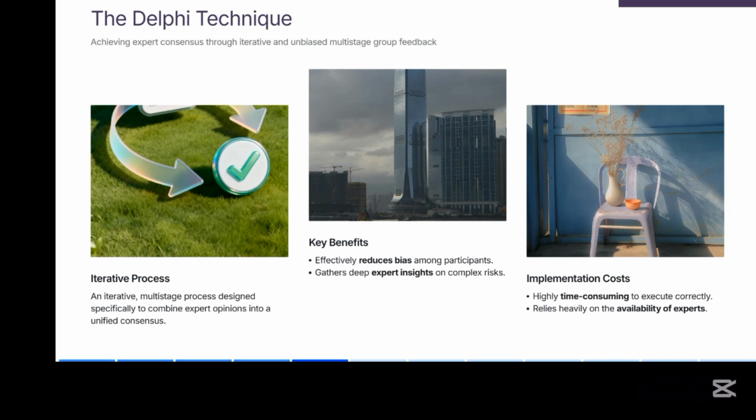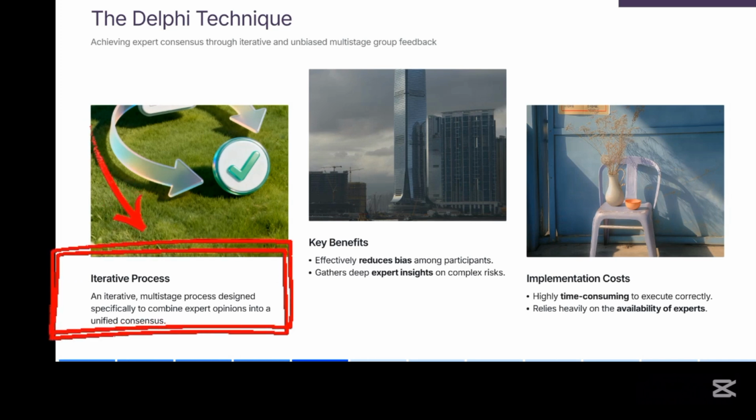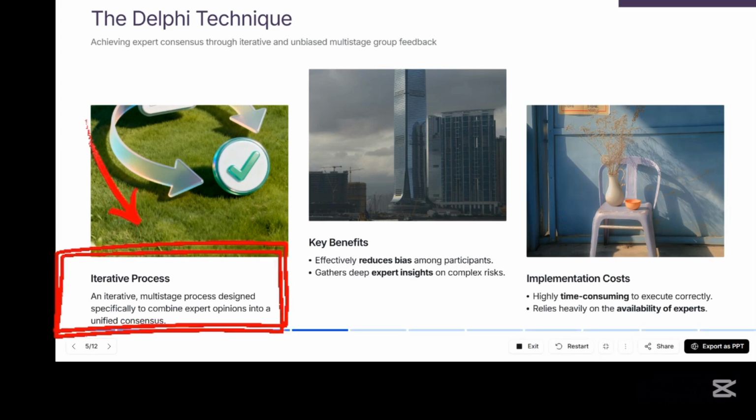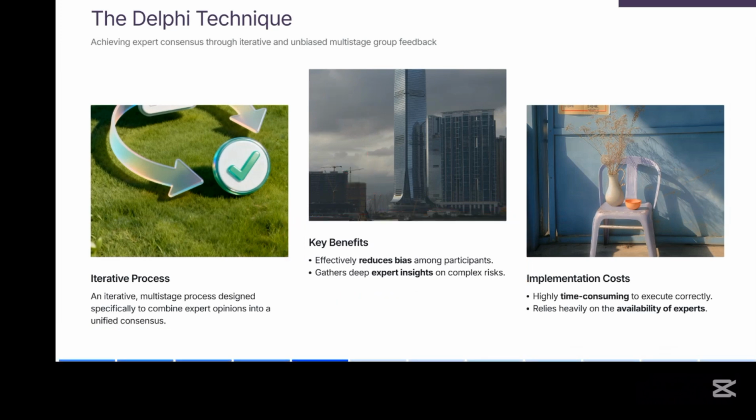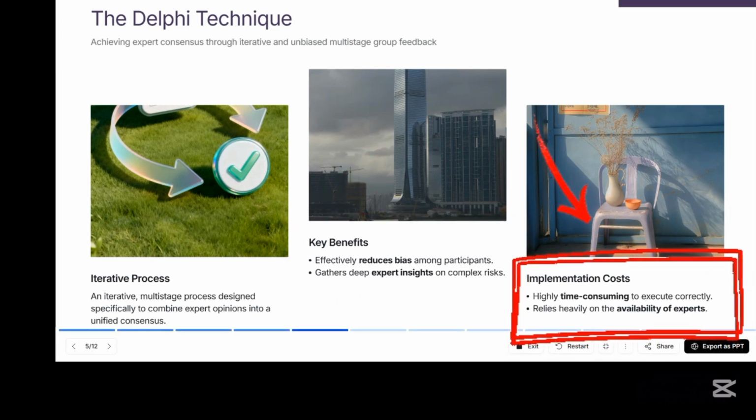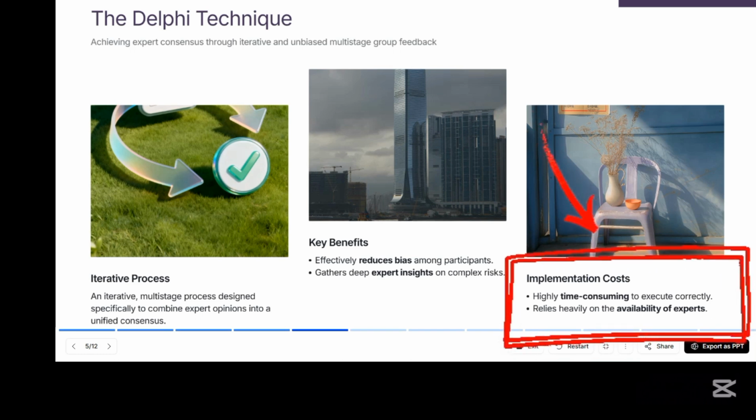Okay, the next method we'll discuss is the Delphi Technique. This identification technique is an iterative process, designed to combine expert opinion. The key benefits of this are that it reduces bias and gathers expert insights on complex risks. But it has implementation costs and is time-consuming. What's more, it heavily relies on expert availability, so it is complex to use.